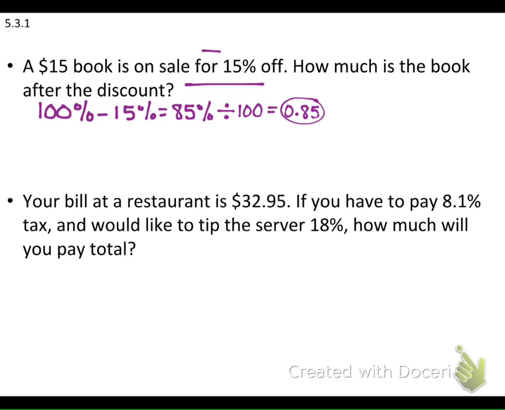Well, $15 is the original amount of the book. And what's our multiplier? 0.85. Good. What's your answer going to be? $12.75? Well, is that what you guys got when you typed it into your calculator? 15 times 0.85? Times 0.85.